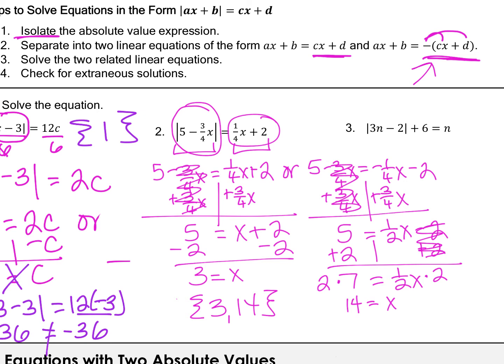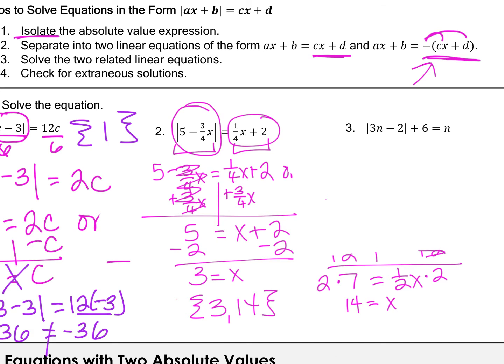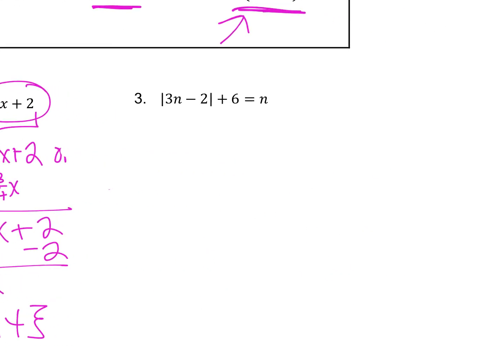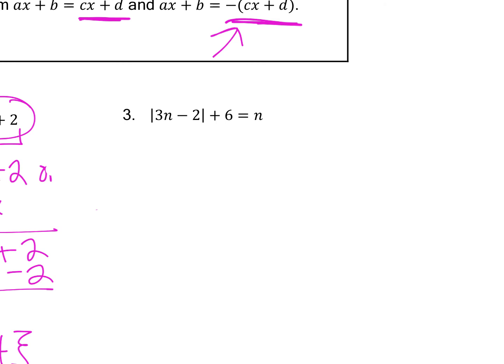Okay, gonna have to erase again. We don't have enough room here. All right, so 3. Circle your absolute value so you know what you need to get rid of to isolate. So we want those bars by itself. So we're gonna subtract 6 on both sides.